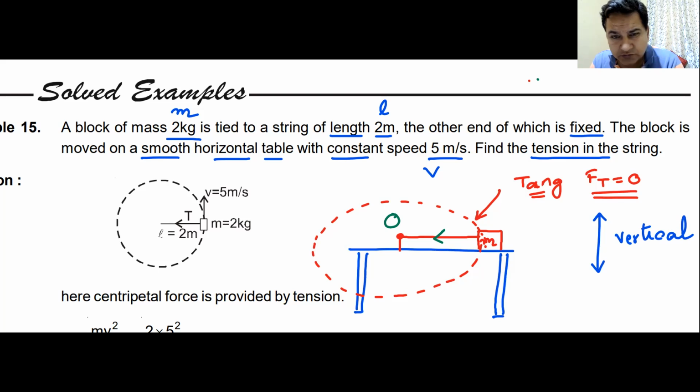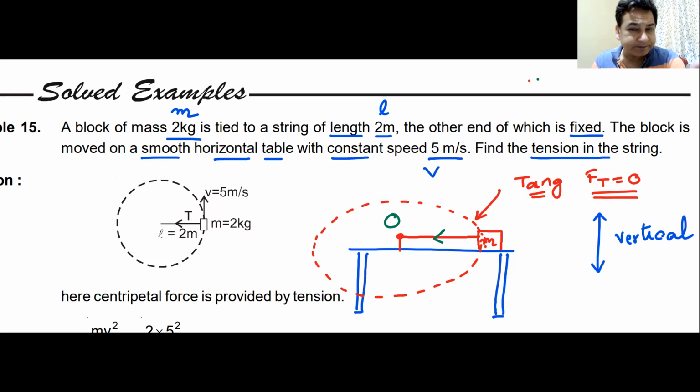If there is no force, then this particle cannot move in that circular path. This particle is moving in the circular path because of the string. It is attached to a string, and that string is attached to a point, and because of that string, that particle is moving in a circular path. That means that string is providing it with some force which is making it move in the circular path.